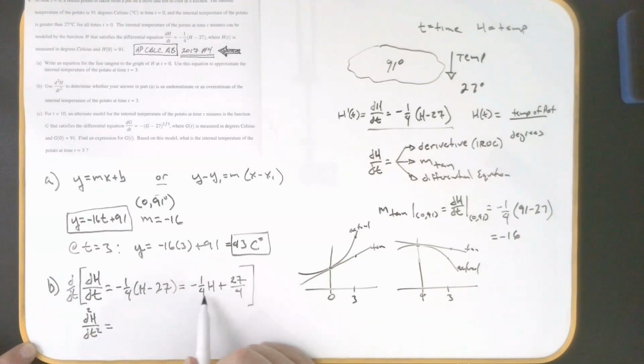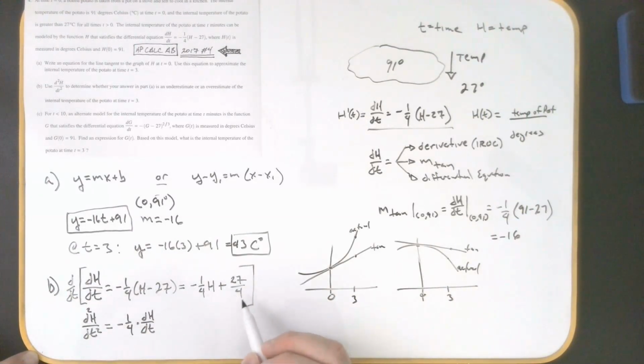Well, the derivative of negative 1/4 h is negative 1/4, but you got to be careful, because I'm taking the derivative with respect to t, and this is an h. So my variables didn't match, so I have to multiply this by dh/dt. Right there is where the most common error is. Then the derivative of a constant is 0, so there's my second derivative.